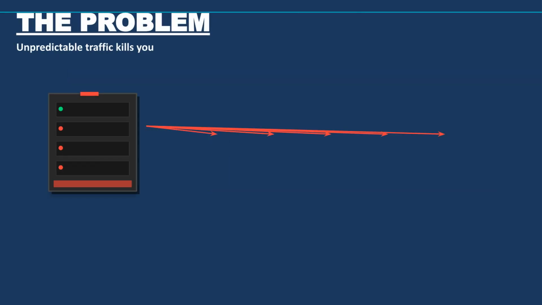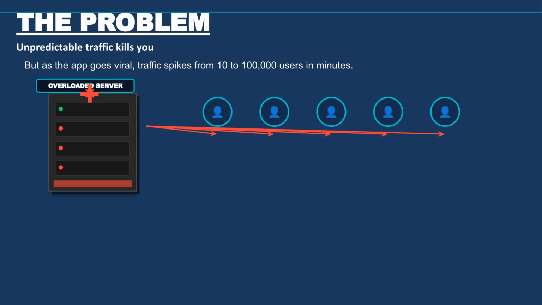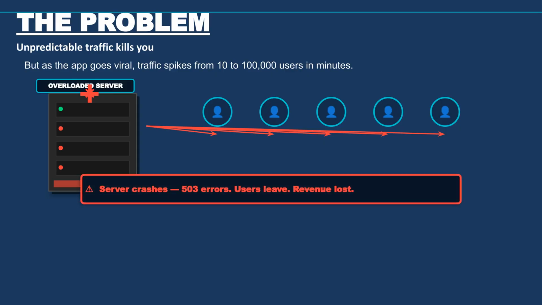The problem is that unpredictable traffic can kill you. If the app goes viral, a traffic spike can overload the server, leading to crashes, errors, lost users, and lost revenue. Manually adding servers is the fix, but then you're back to paying for idle time when traffic drops.